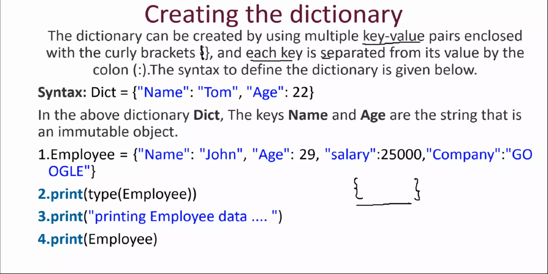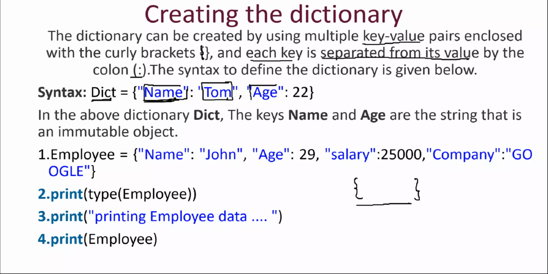Each key is separated from its value by the colon. So how will you write key value pairs? Key and its value will be separated with a colon. Here you can see the syntax of the dictionary. Suppose here dict is a dictionary. Here we have opened the brace. Here name is the key. The value is Tom.